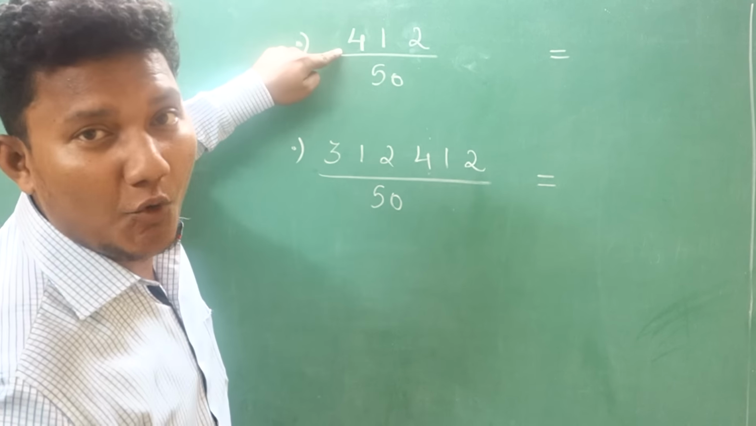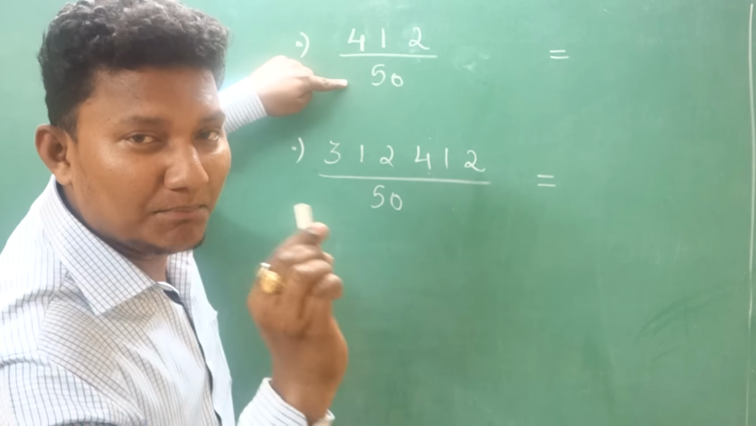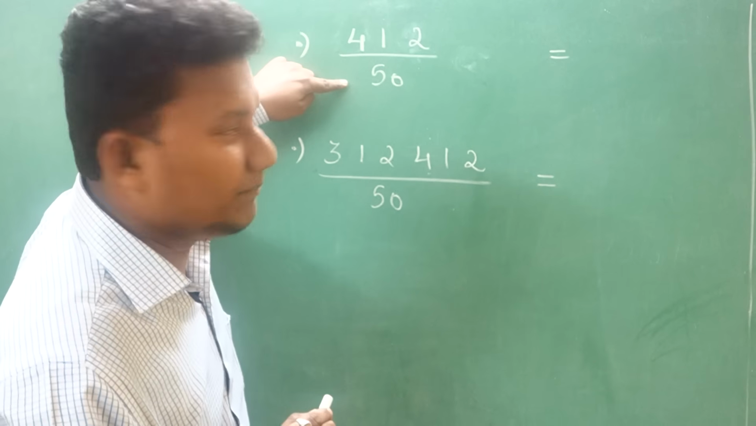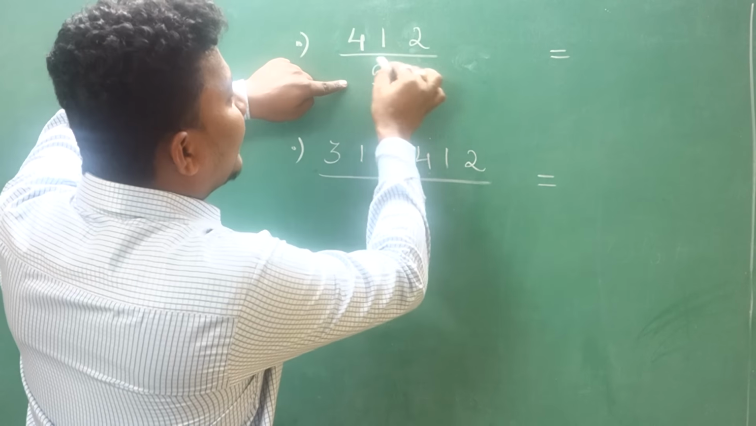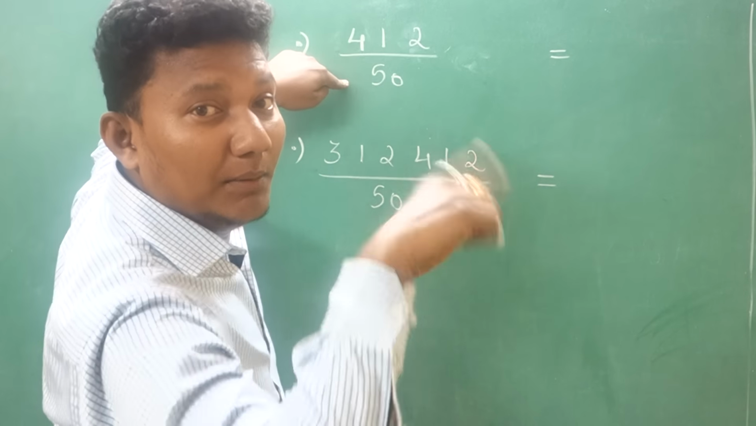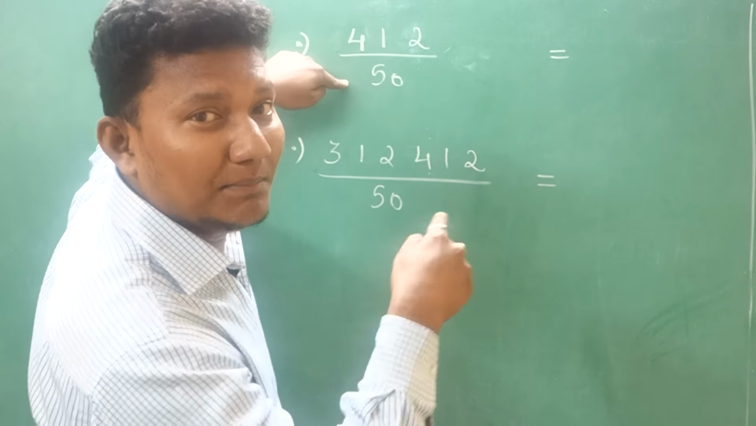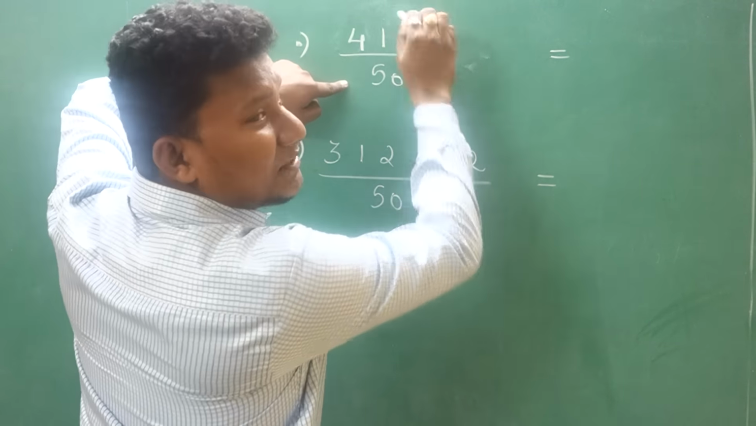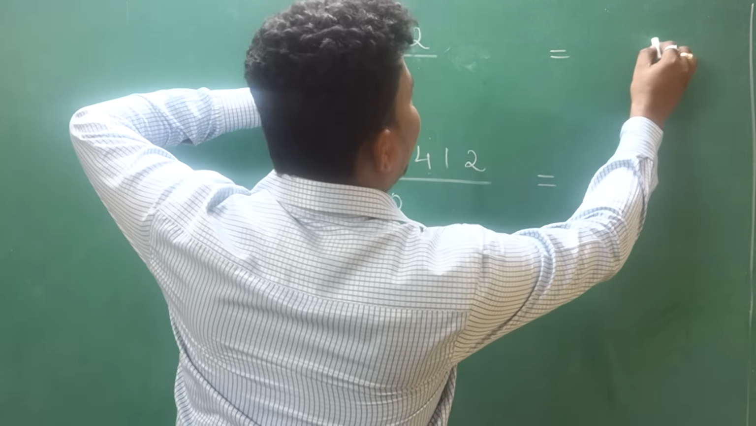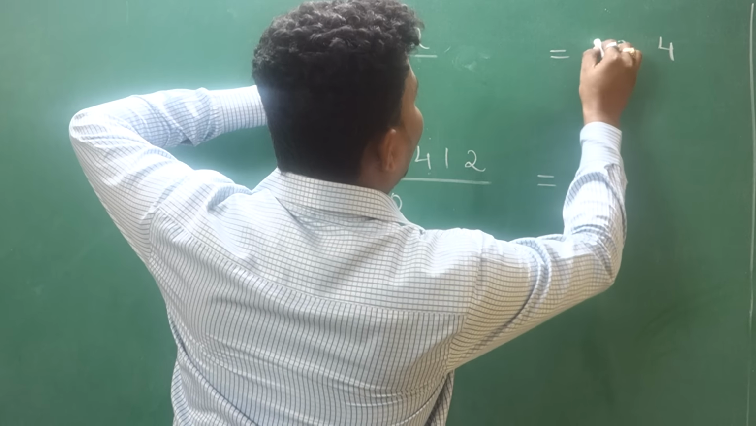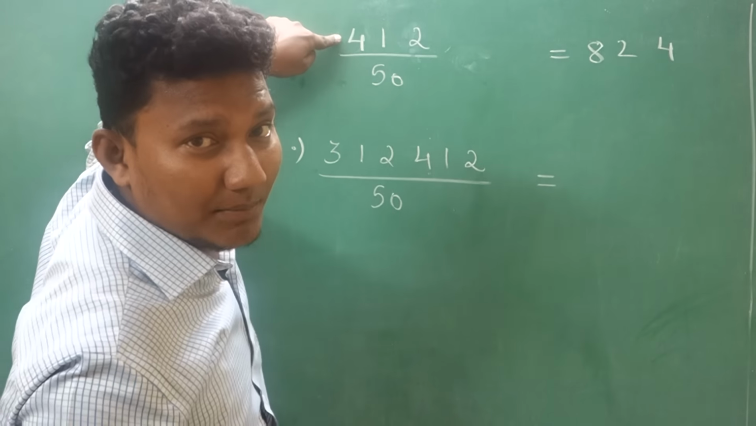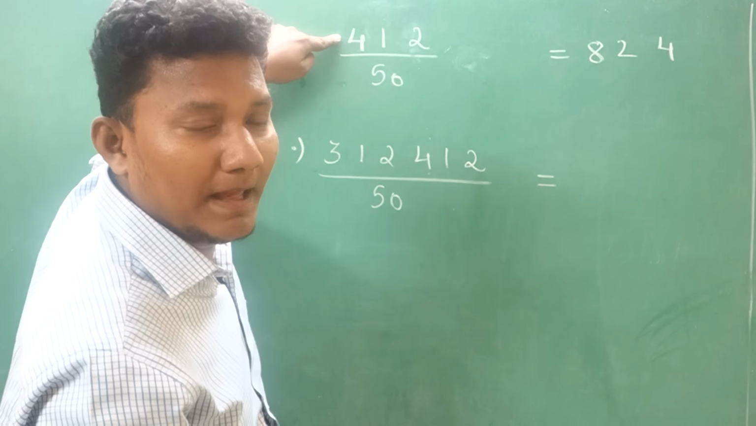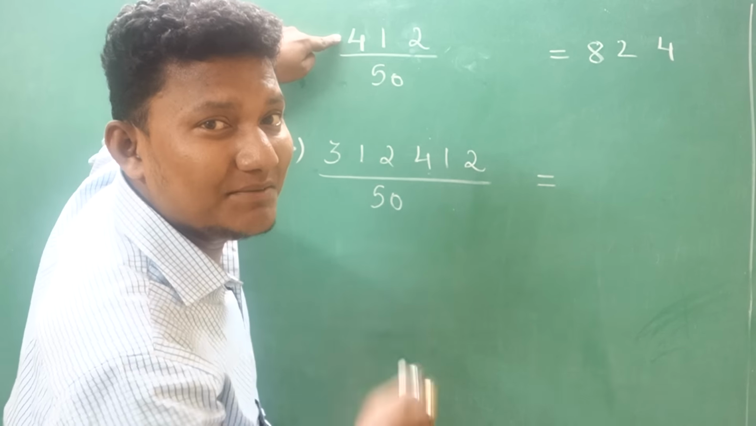The first example is 412 divided by 50. Simply, whenever you have to divide any number by 50, multiply this number by 2. Double this number. Double means multiply this number by 2. So what do we get? You will get the answer 824.